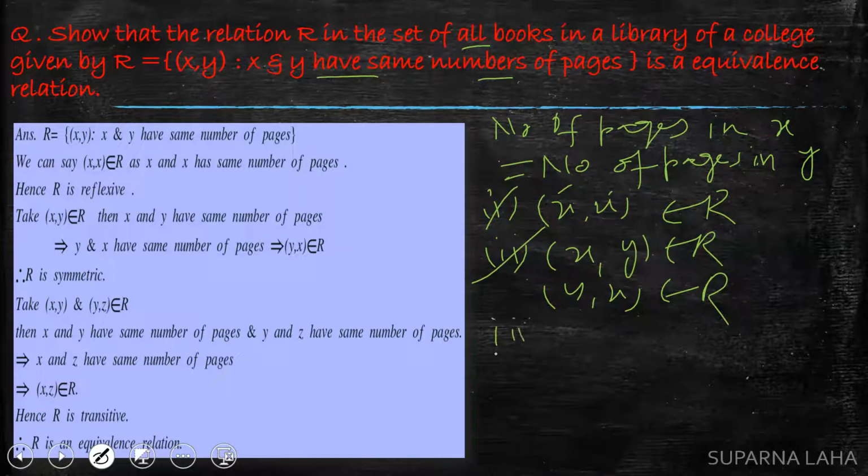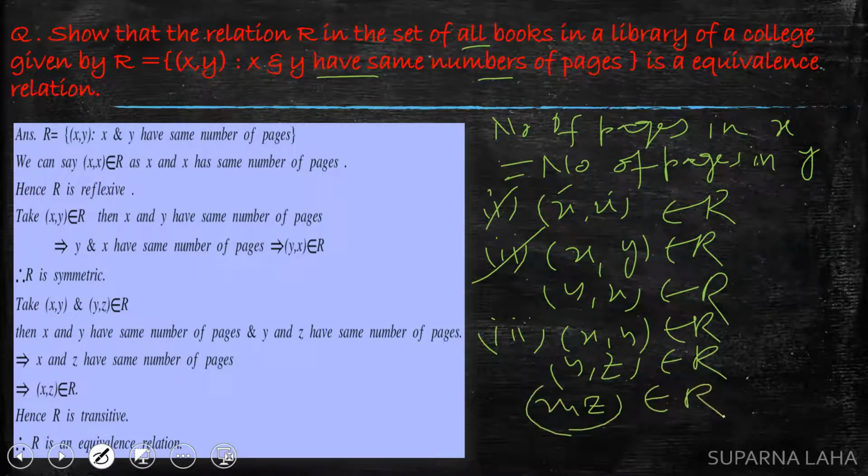Number 3, the transitive property. X comma Y belongs to this relation, Y comma Z belongs to this relation, then X comma Z also belongs to this relation. Since X and Y have the same number of pages, and Y and Z have the same number of pages, we can say X and Z also have the same number of pages. Here you can check the solution: R is reflexive, R is symmetric, R is transitive, hence it's an equivalence relation.